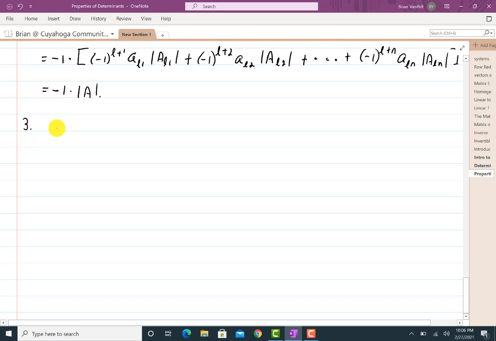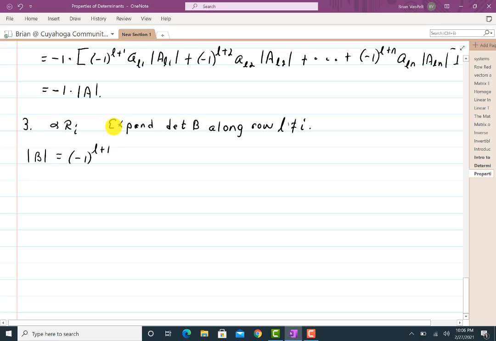For the last one, let's do alpha times row I. And then we'll expand the determinant of B along row L, which does not equal I. So once again, I probably could have done this all in one shot, but I do want you to get comfortable with the summation, or at least the basic format for the structure of the determinant and what it looks like. So along row L, this is what I get.